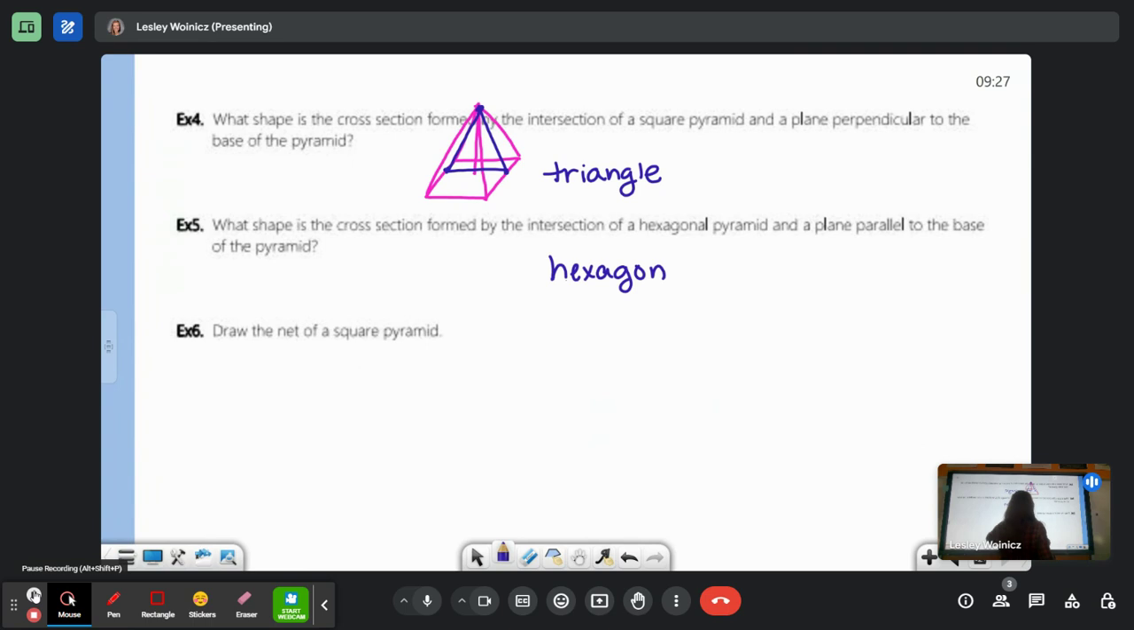I'm sorry. Okay, and then for a square pyramid, we're making a square base and then equilateral triangles as best you can for the lateral faces.